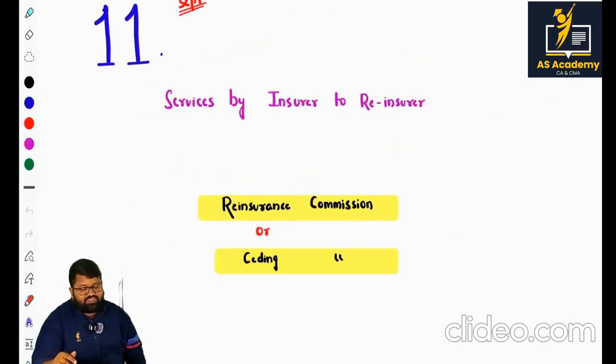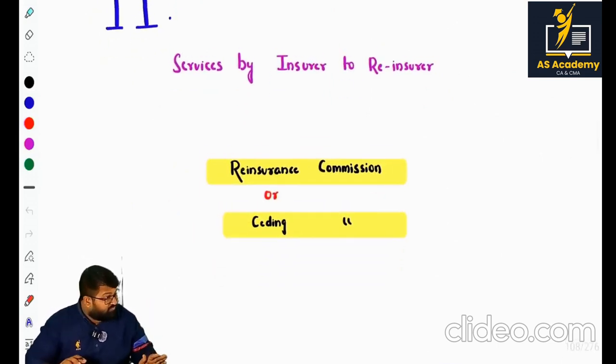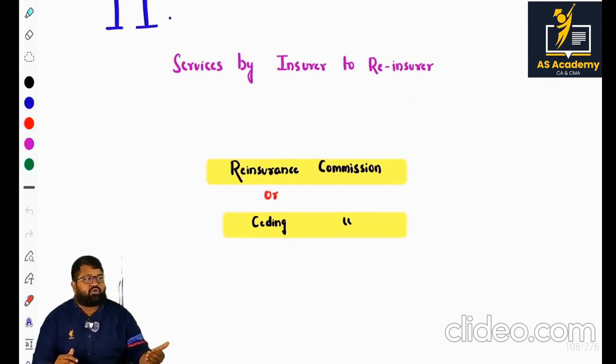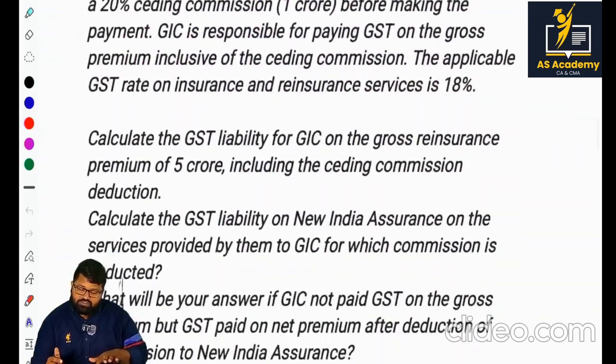What is the 11th one? Services by insurer to reinsurer. In this case, mainly the insurer is paying and all. Based on this point, I didn't explain fully. I thought that I will explain the notification point. Okay. And next, whatever we have gone there. Next point.